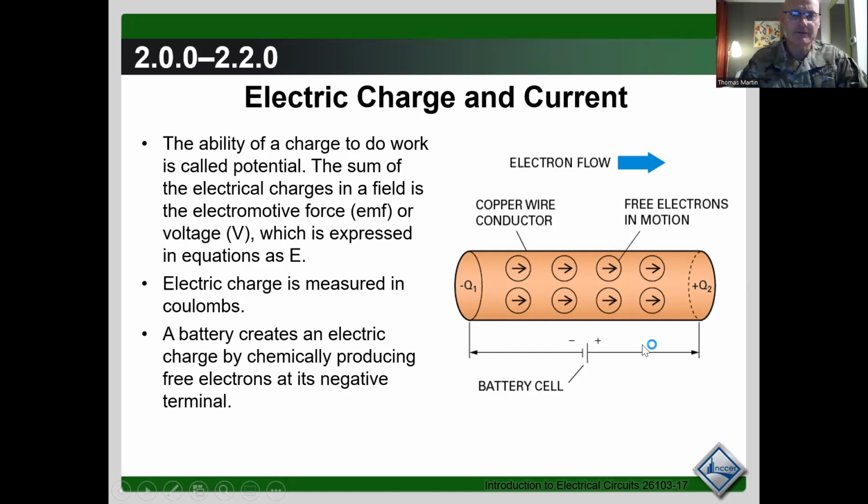Now it says the ability of a charge to do work is called the potential. The sum of the electrical charges in a field is the electromotive force. So EMF, electromotive force, is what we call voltage. It's the pressure. It's what pushes those electrons. Imagine filling a container with air, and as it gets bigger and bigger, that pressure would be the representation of voltage.